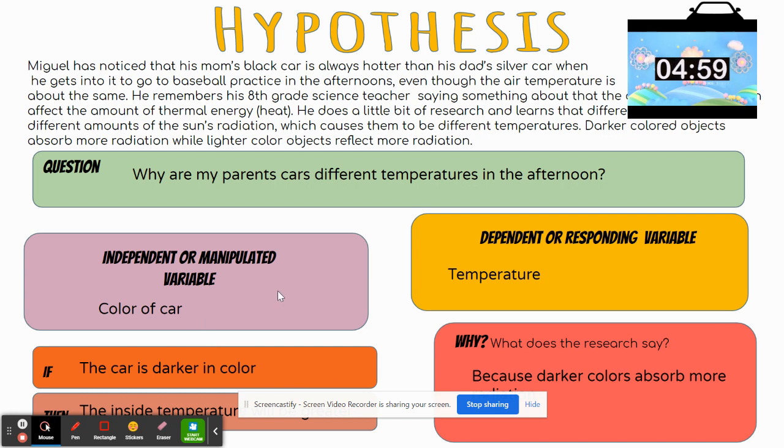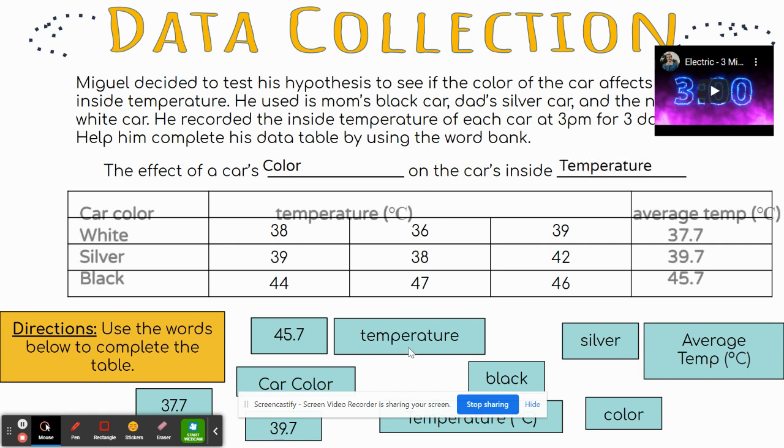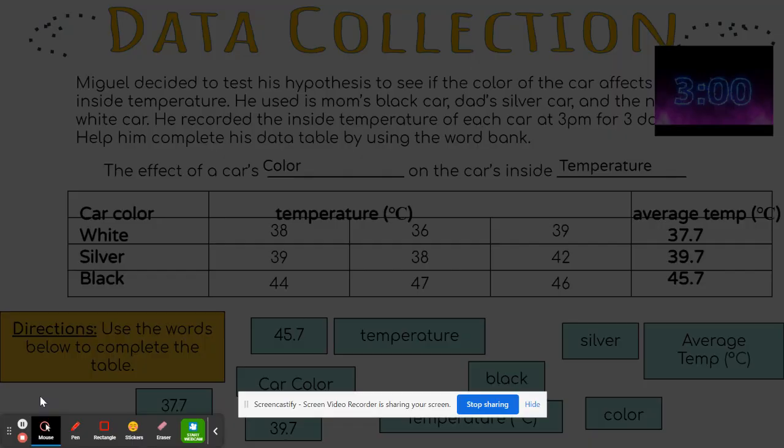Moving on to the next slide, which doesn't want to go, we're collecting some data. Again, back with Miguel here, you've got a word bank or had a word bank to use. So he was looking at the effect of a car's color on the inside temperature, and then he had to complete the chart here. So we've got our car color in the far left column, white being the lowest temperatures, silver and black, and then the average temperatures here on the far right column.